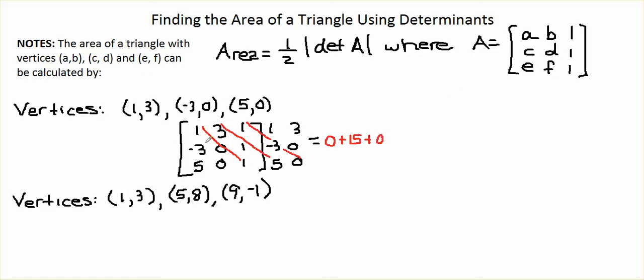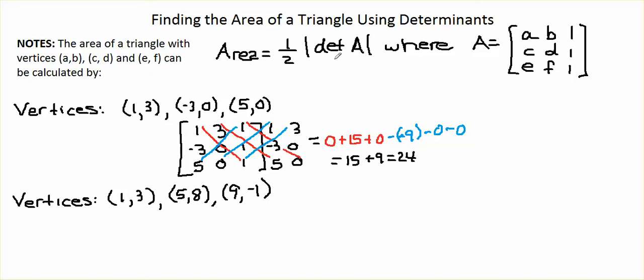Let's go ahead and do our backwards diagonals. Remember, we're going to subtract our backwards ones. 3 times negative 3 is negative 9, times 1 is negative 9. The next one, 1 times 1 is 1, times 0 is 0. And then 1 times 0, there we have a 0 in that one again, that's 0 as well. So when we simplify our determinant, we get 15 plus 9 equals 24.